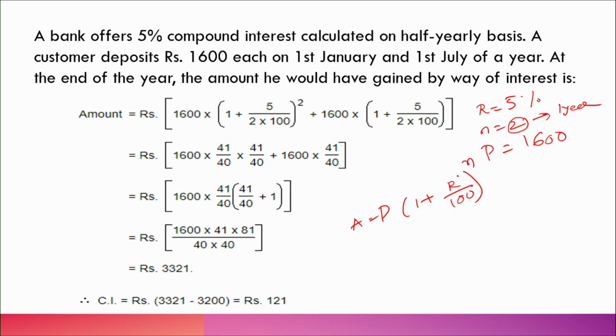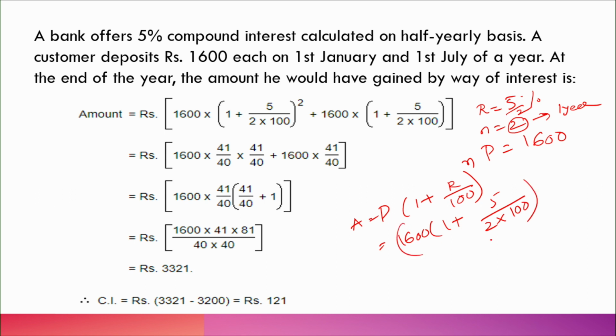Am I correct? For that reason, here this 5% is per annum. For 6 months it becomes 5 by 2, do not forget. So, R becomes 5 by 2. Do you understand this? 5 by 2. So, P is how much? 1600, and 1 plus R is how much? 5 by 2 over 100.